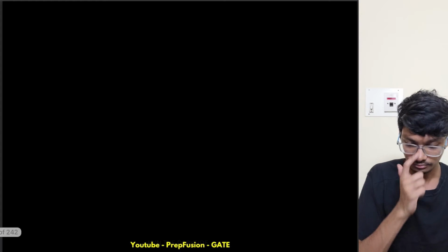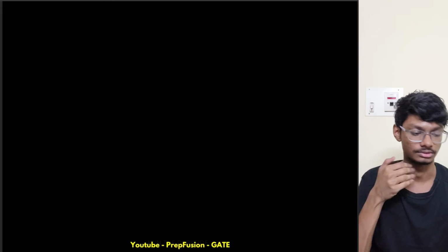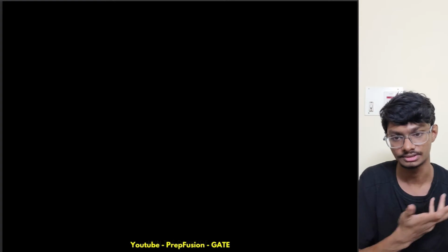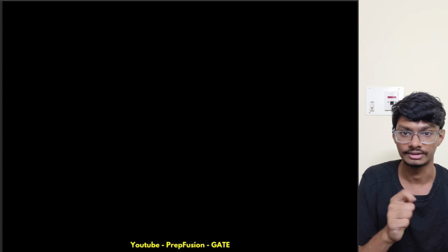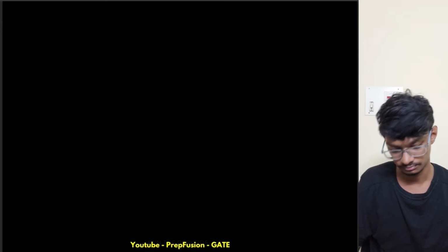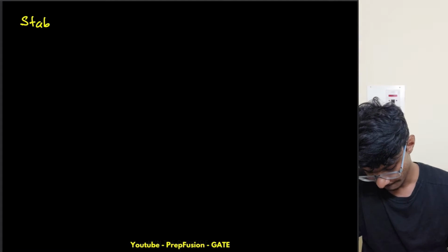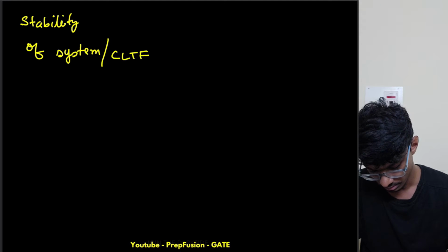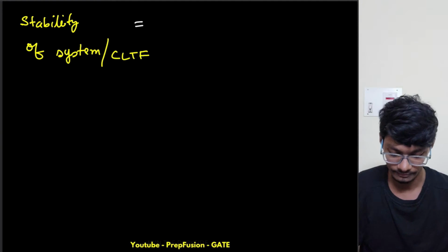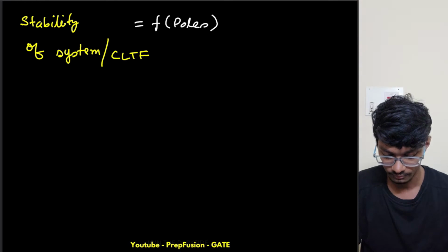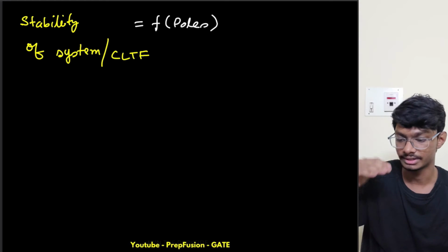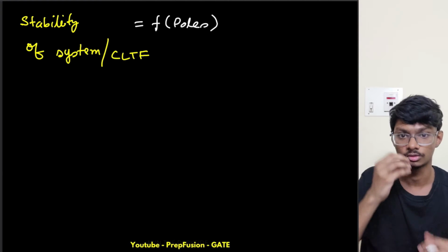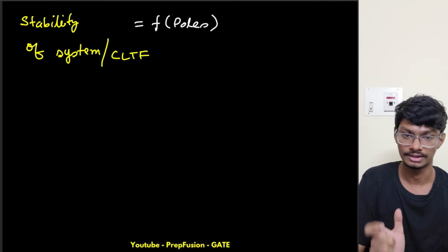So first let me define what poles do. We'll study this in a broader manner in the next few lectures, but first, the stability of the closed loop transfer function, or stability of the system. Let me write: stability of system slash CLTF is simply a function of poles, because it depends on the characteristics equation. You just need to know this right now. I will explain all this in the next lectures.